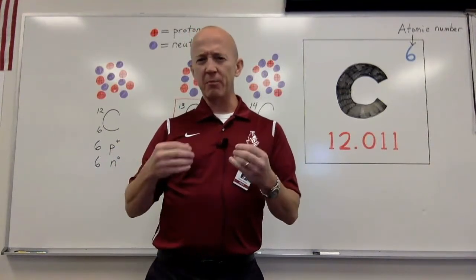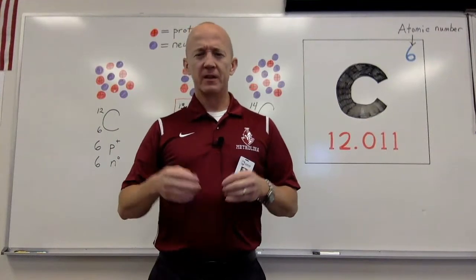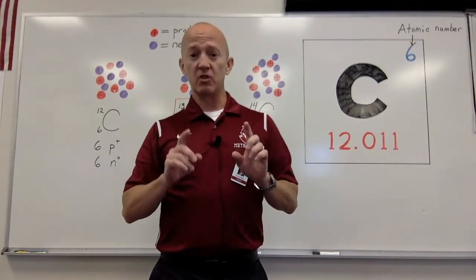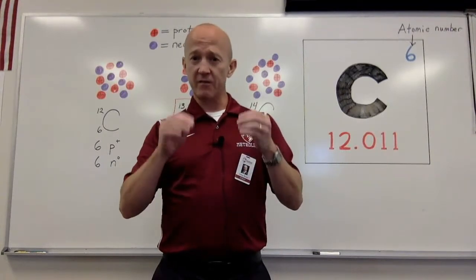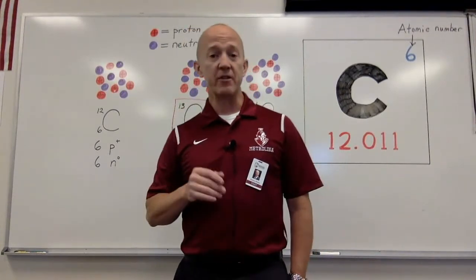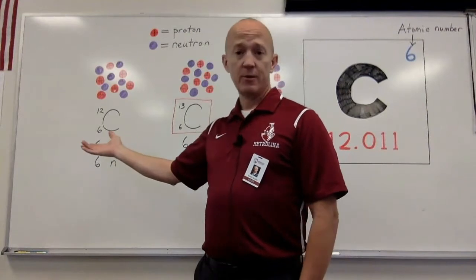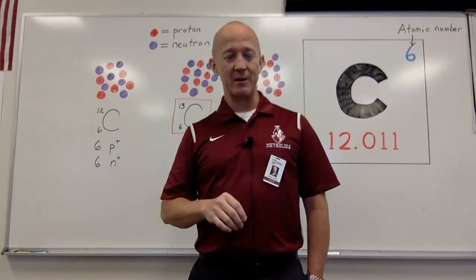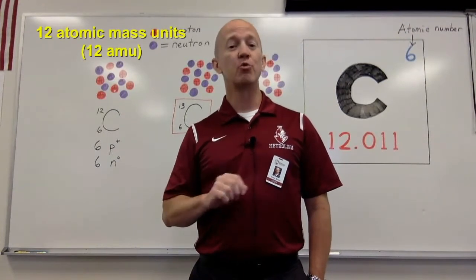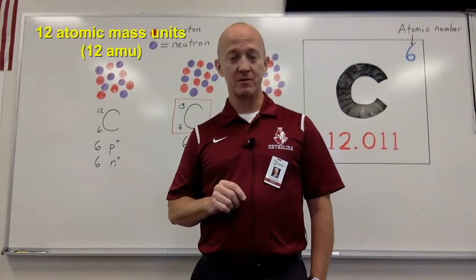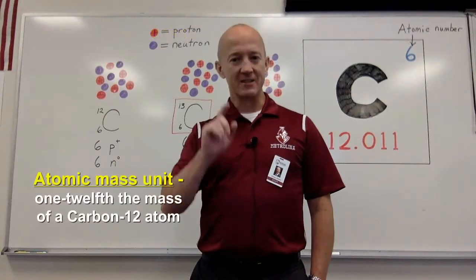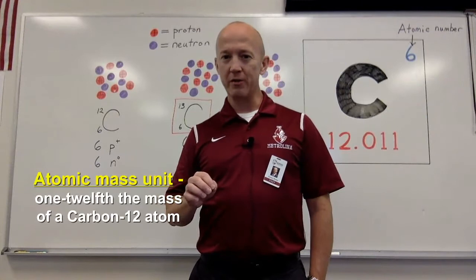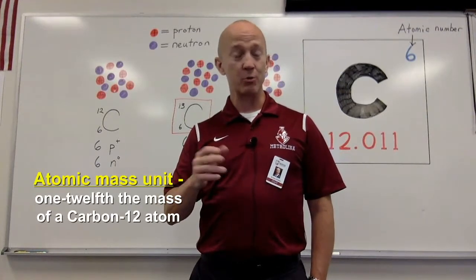So to make things a little simpler, chemists developed a method of measuring the mass of an atom relative to what we call the mass of an atomic standard. The standard they decided upon was the carbon 12 atom. So they assigned the carbon 12 atom a mass of exactly 12 atomic mass units. Therefore, an atomic mass unit is defined as 1/12 the mass of a carbon 12 atom.